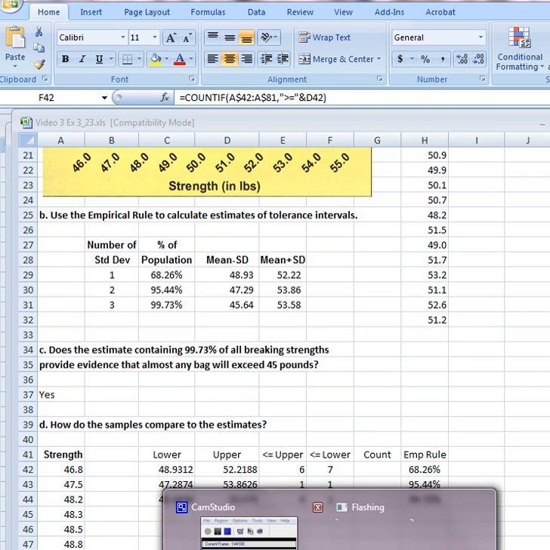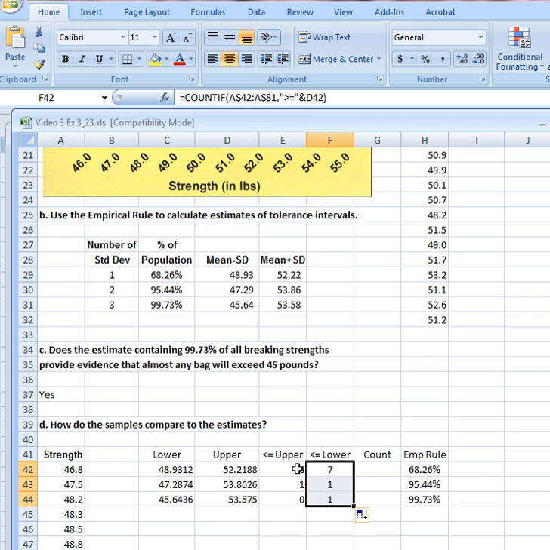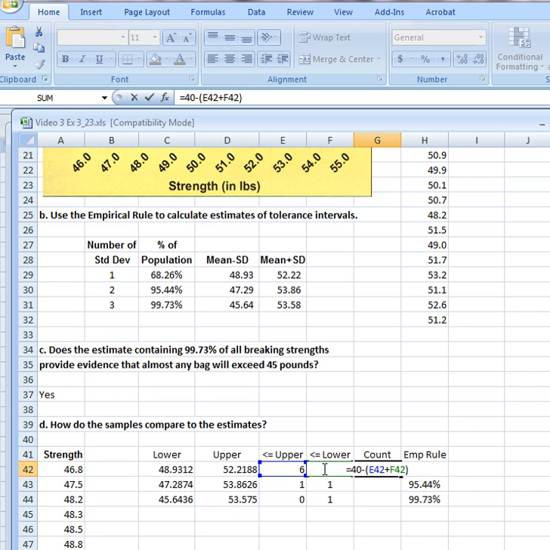So what's that telling us? Well, it's saying there's 6 below the range and 7 above in the one standard deviation case, or 13 in all. But really, we want to know how many are within the range, not how many are outside the range. So in my formula for count, I'm going to take 40 and subtract 6 plus 7. That says there are 27 within the range of plus or minus 1 standard deviation.